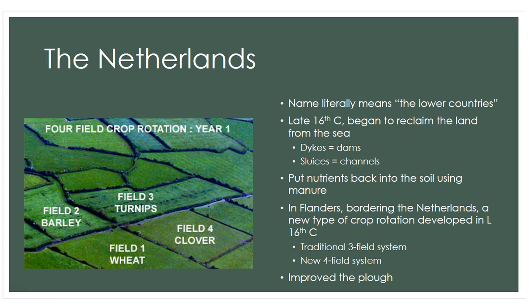And so while this is happening in Flanders, it's being brought up to the Netherlands as well. The Dutch also in the Netherlands made an improvement to the plow, making it more efficient. You needed fewer oxen to plow with this new type of plow that they improved.